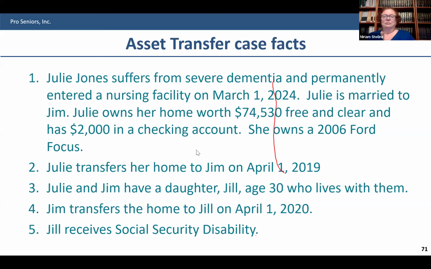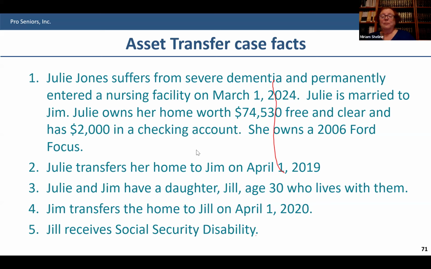Okay, 75% said false. That is correct. The key there is what? Jill is a child and she is receiving Social Security disability. Transfers to an adult disabled child are exempt and are not improper. So going through our facts a little bit, Julie's transfer of the home to Jim, no difference, right? Because the transfers between husband and wife have no effect one way or the other.